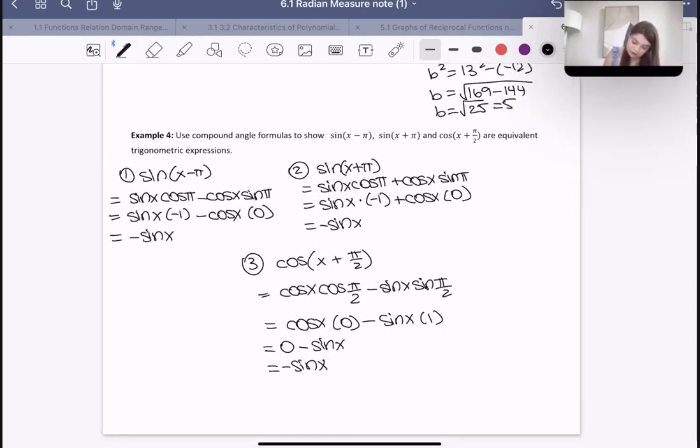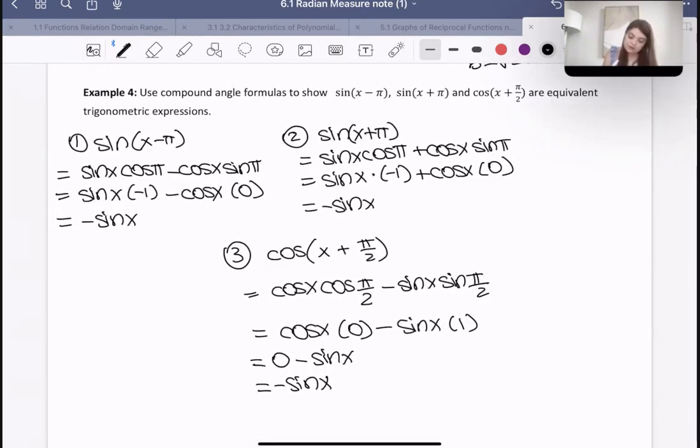So now we have shown that all three of these expressions are actually equivalent. They're all just negative sine x. They're just three different ways of writing the same thing using that formula. So that's another way that these identities can be useful. They can be useful in proving other identities that we need to prove for one reason or another.